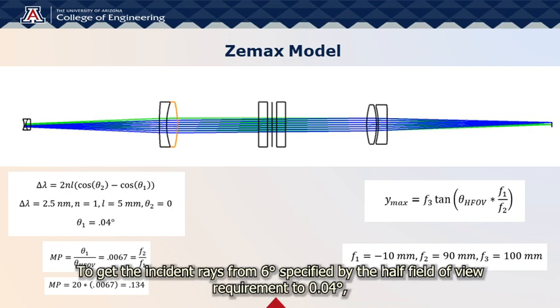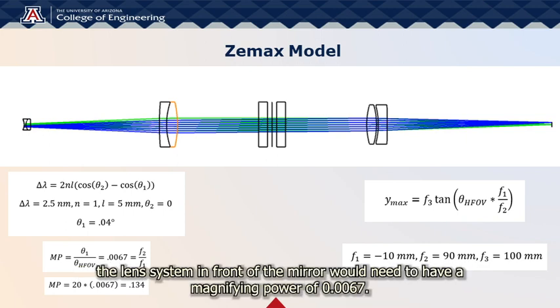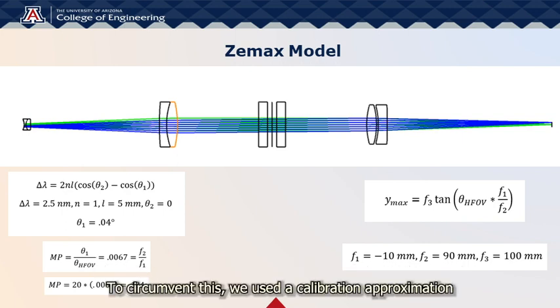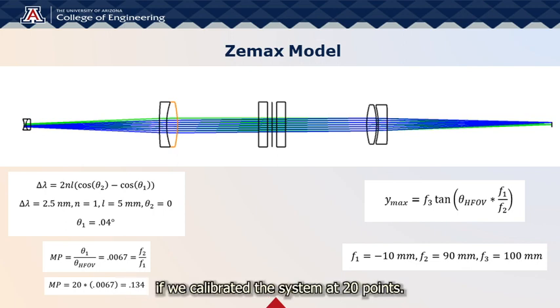To get the incident rays from 6 degrees, specified by the half field of view requirement, to 0.04 degrees, the lens system in front of the mirror would need to have a magnifying power of 0.0067. To circumvent this, we used the calibration approximation and said that we can increase this by 20x to 0.134 if we calibrated the system at 20 points.